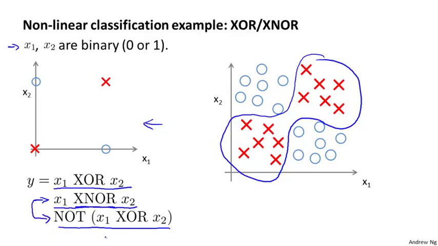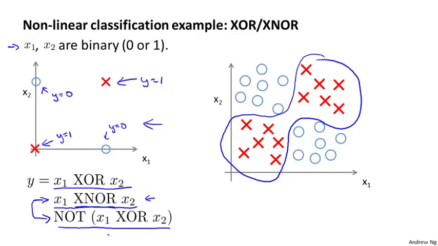It means NOT (x1 XOR x2), and so we're going to have positive examples, that is y equals 1, if both are true or both are false, and we're going to have y equals 0 if only one of them is true. And we want to figure out if we can get a neural network to fit this sort of training set.